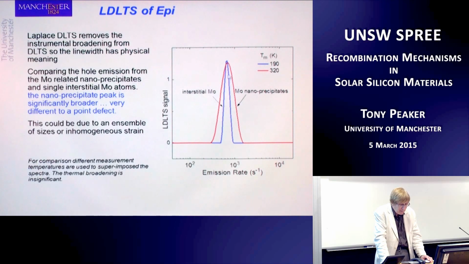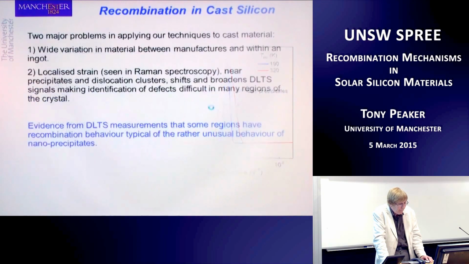And we know it's not a point defect. We get electrical confirmation that it's bigger than a normal point defect by the line broadening in the Laplace DLTS. And we see this in good parts of cast silicon. So we believe that it's there in cast silicon, but it's difficult to see in the bad regions. You can see the strain in Raman, and it really makes it so difficult to do DLTS, either Laplace or conventional DLTS.